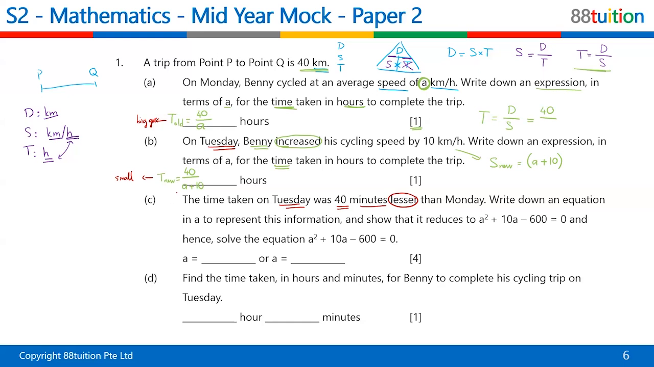Because for the time, since the difference is 40 minutes, we need to use the bigger time, the longer time, minus the shorter time, the smaller time. Then equal to the difference right here, right?